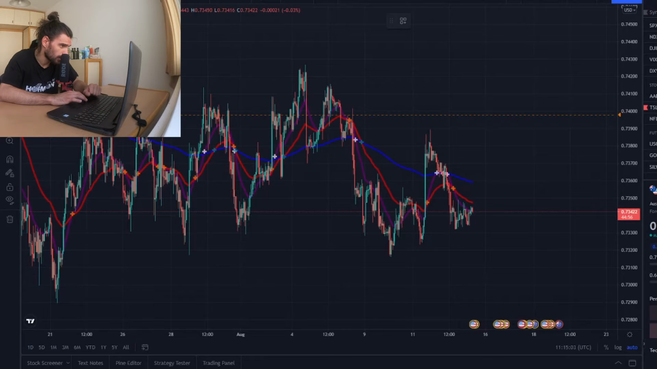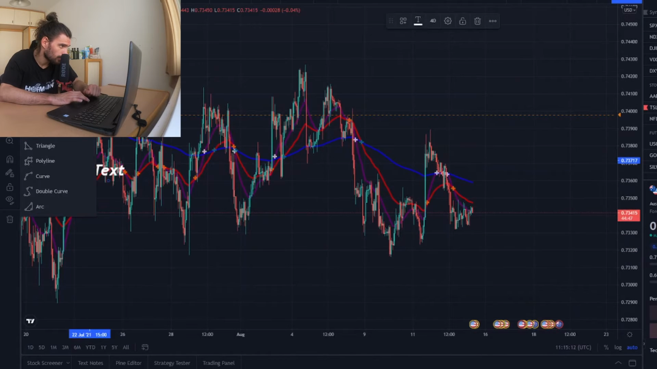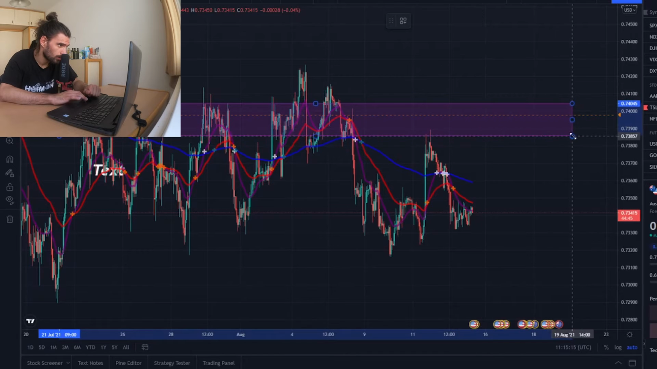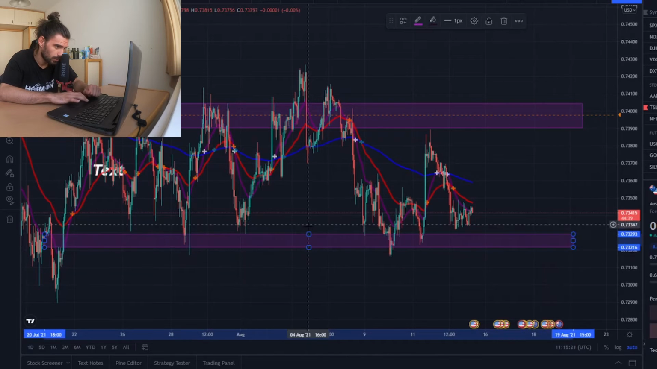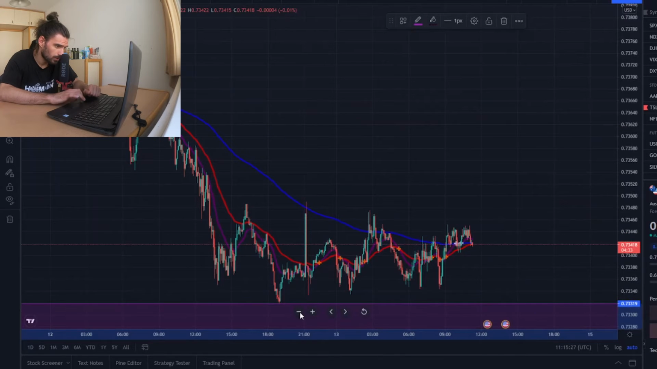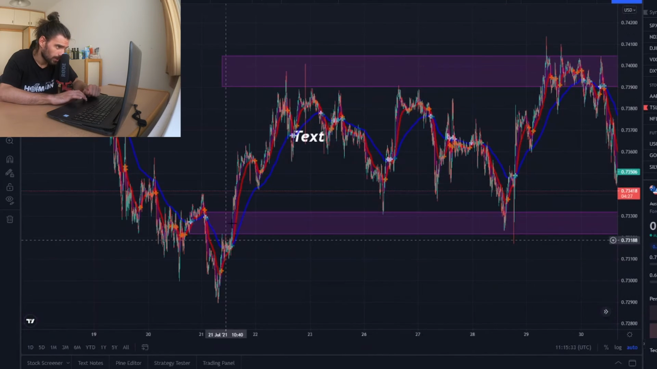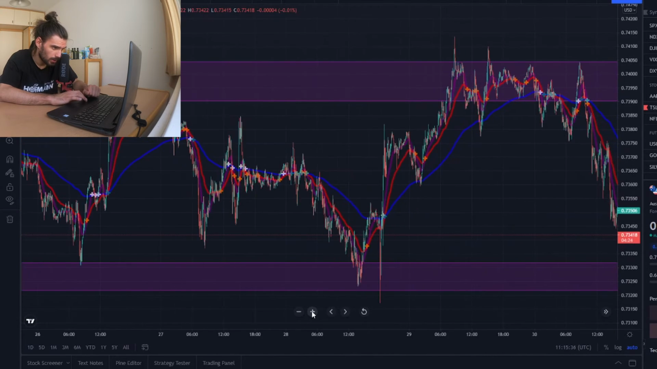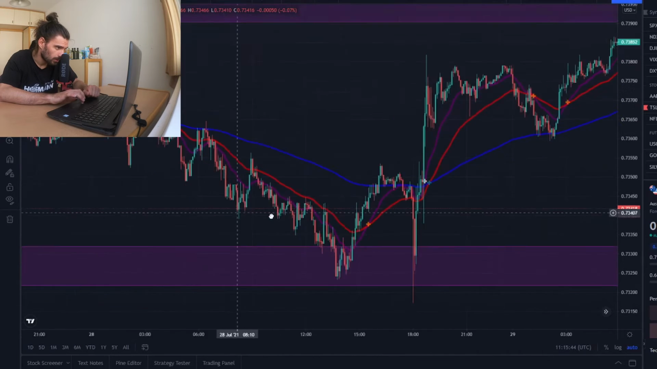So if we get rid of all those again, and now change the chart to the 5-minute chart, let me just add the support and resistance lines once again, because we need those areas here. And now we change the chart to the 5-minute chart, and as always, here we see retests of the support line, and then we are going higher.